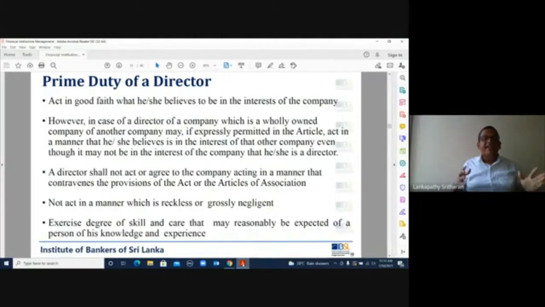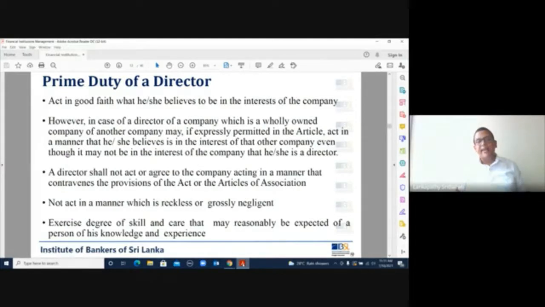However, a director of a company which is a wholly owned company of another company may, if expressly permitted in the articles, act in a manner that he or she believes to be in the interest of that other company, even though it may not be in the interest of the company of which he or she is a director. What does it mean? What is the meaning of the second sentence?